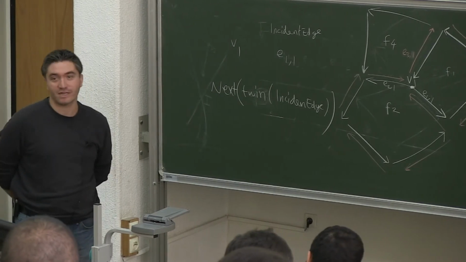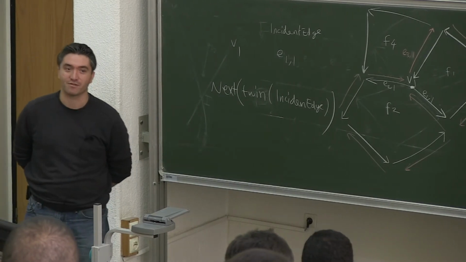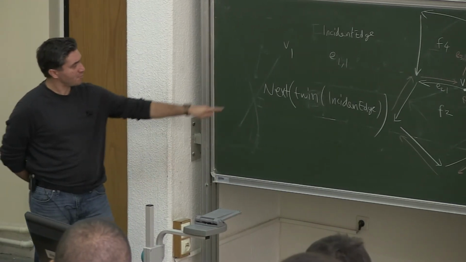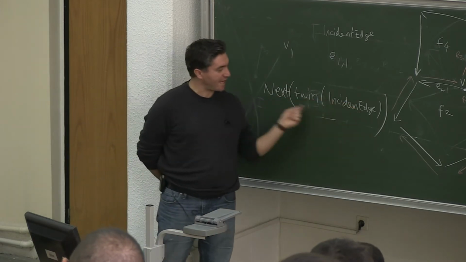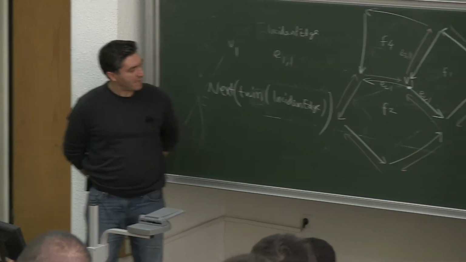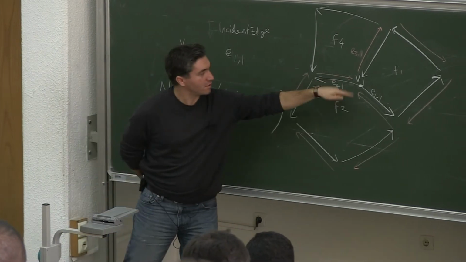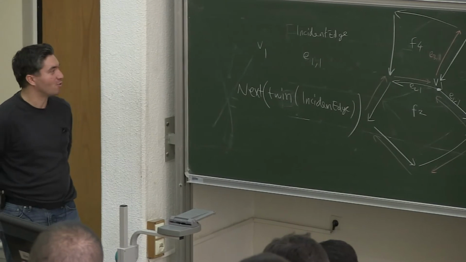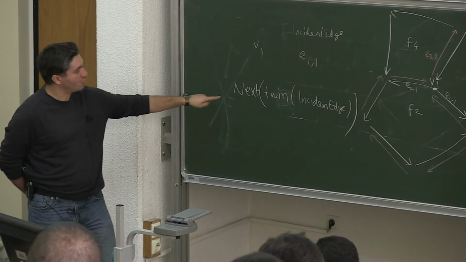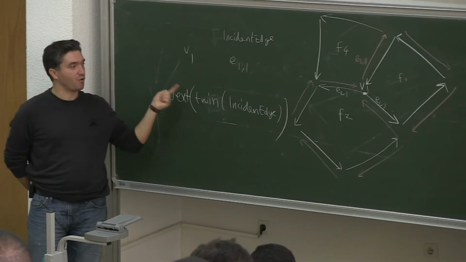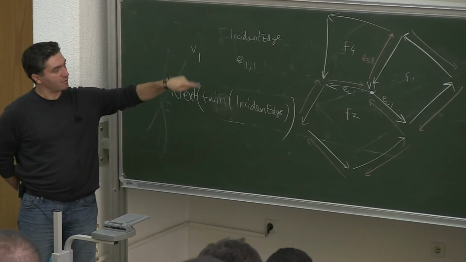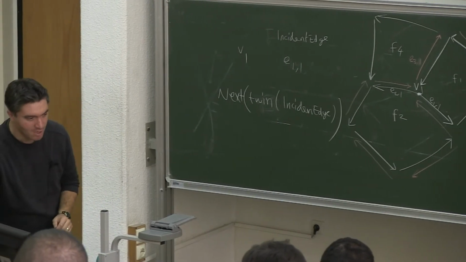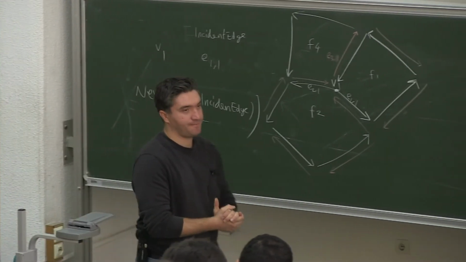I'm going to write this question and post it on the website tonight. So prove that this next twin incident edge idea works to traverse all the edges for which V1 is the origin. All you need to do is this in a loop, and this is going to provide you a clockwise traversal of the edges. Okay, so this was a recap.